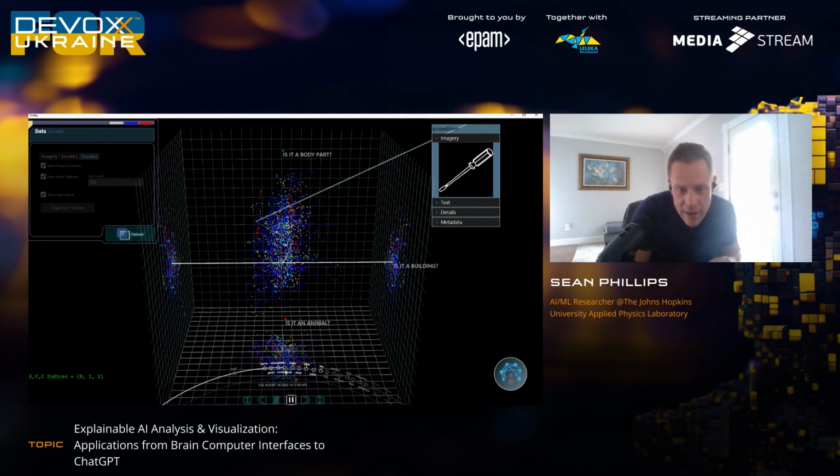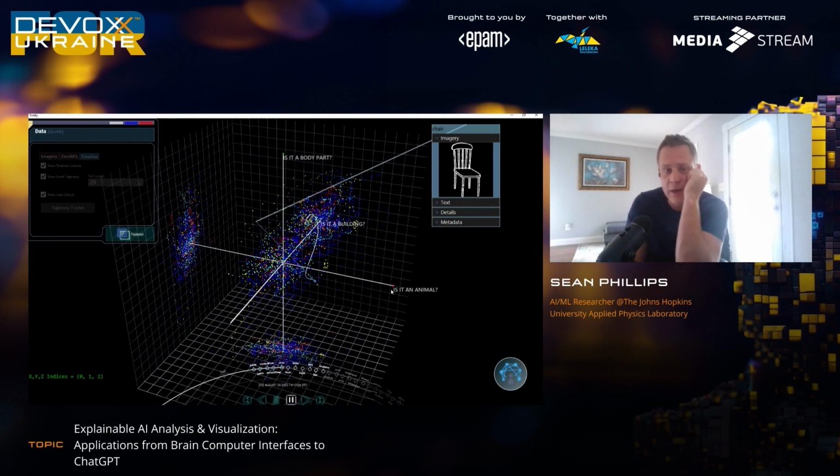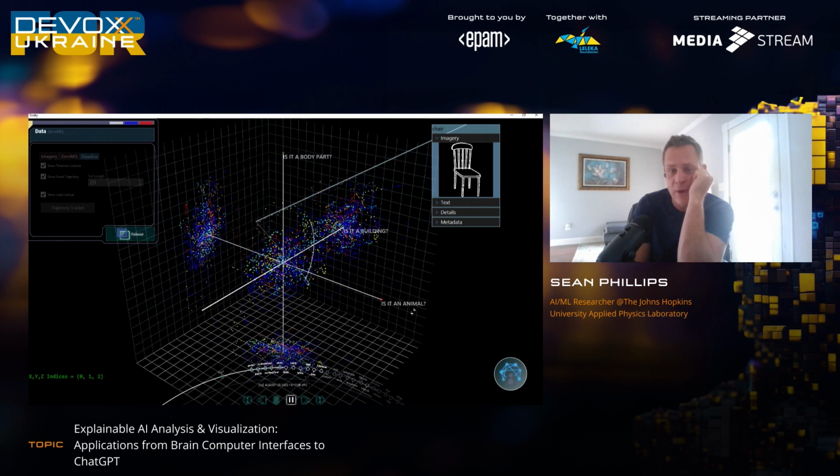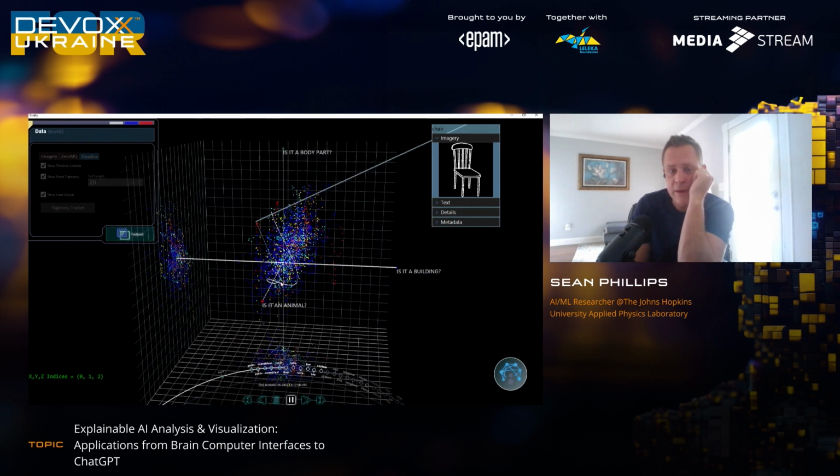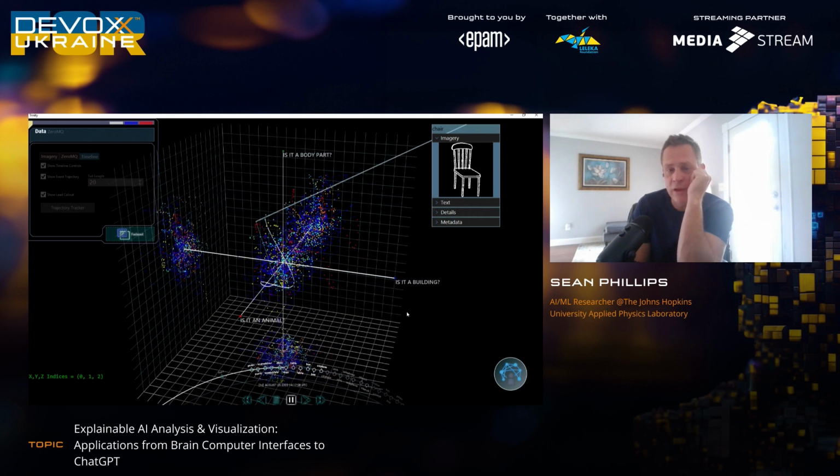So let's see. The next event coming up is chair. So let's get over to chair. And I'm just guessing, by the way. I didn't plan this particular bit here. So for whatever reason, the person thinking about this doesn't see this as a body part or an animal. But notice how this is starting to move back towards the center, and back towards, is it a building?